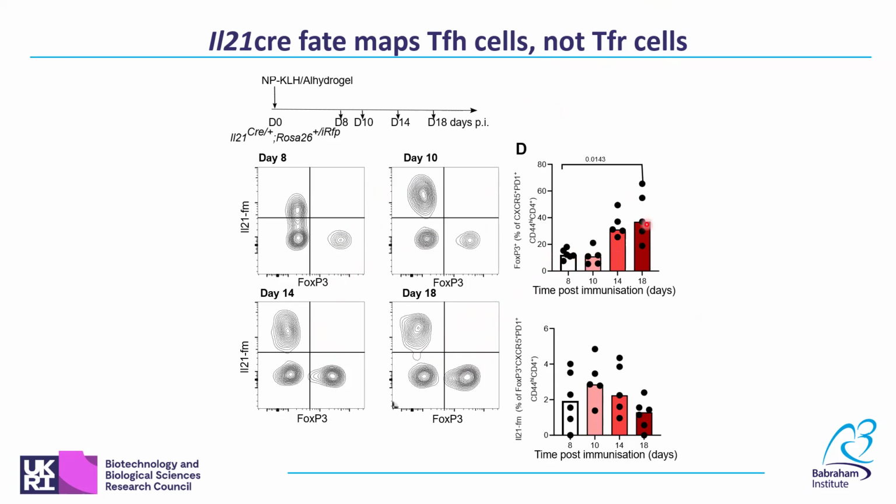So whilst the number of FOXP3 positive cells are increasing, the number of those that express the RFP, which is just around about 4%, 4 to 2%, so background levels, remains constant. So we do think that our IL-21 is very selective in its fate mapping of TFH cells and a portion of the precursor TFH population.